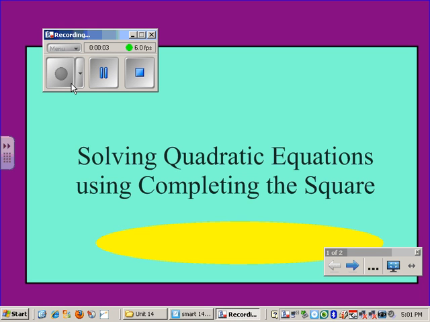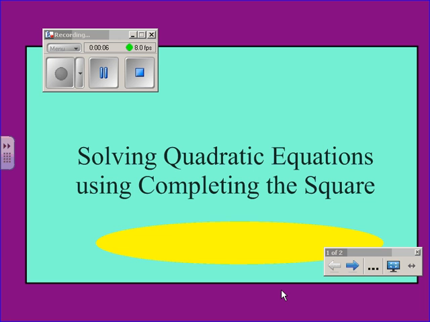This lesson is on solving quadratic equations using the method of completing the square. The method is when you take a quadratic equation that is in standard form and you convert it to vertex form. We use this method not only to identify the vertex, but also to find the solutions of the quadratic equation.